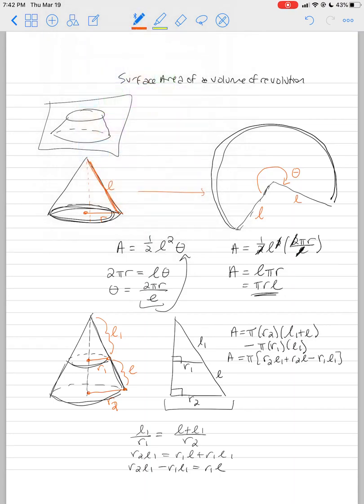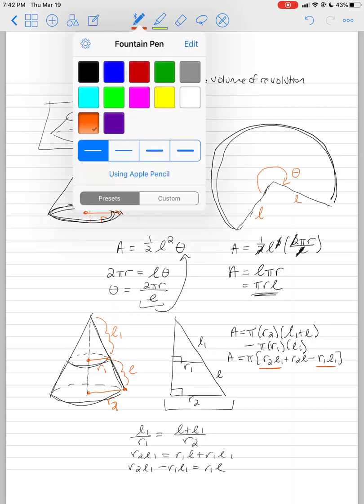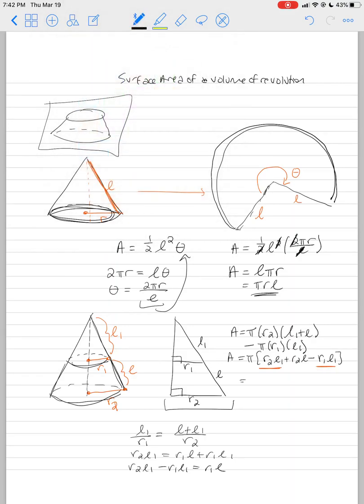And you're like, why do I care? Because R2L1 minus R1L1 was part of my formula. So I'm going to plug that in. Okay, I now know that's R1L, and I still have the R2L. So in total, my area of the surface of revolution is pi times R1 plus R2, times L.